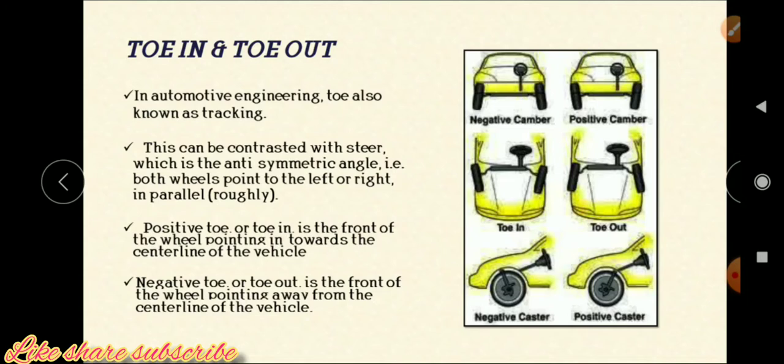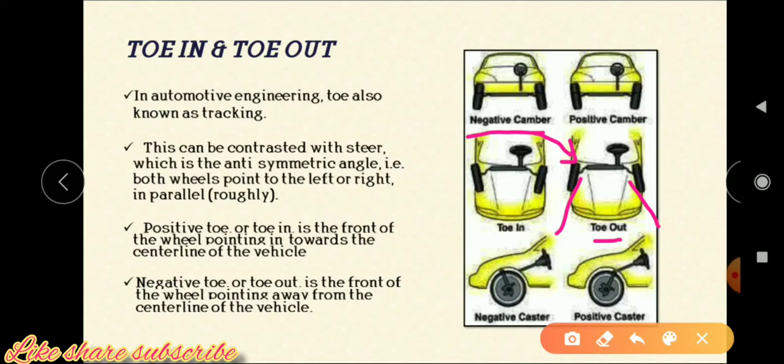Now you can see the figure shows a negative toe, that is toe out, pointing away from the center, and a positive toe, where the wheels are pointed towards the center, so that is toe in. And the last term, already in the last slide we have seen, is negative caster and positive caster, which depends on the stub axle.